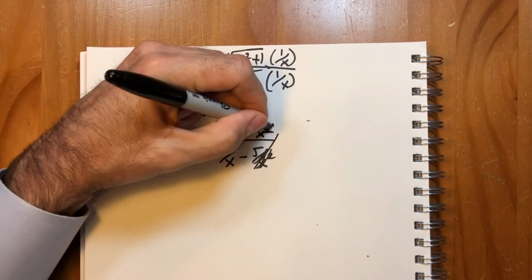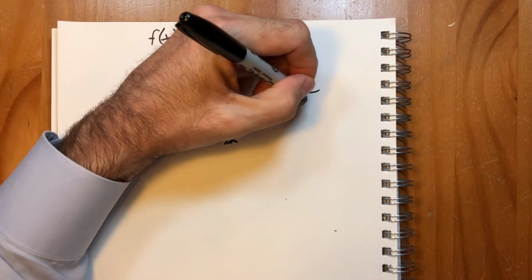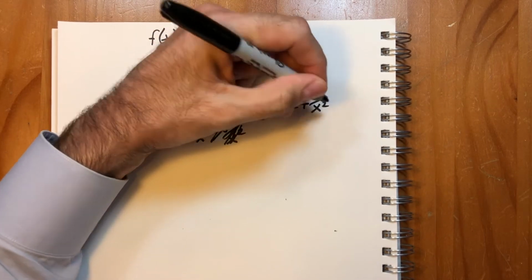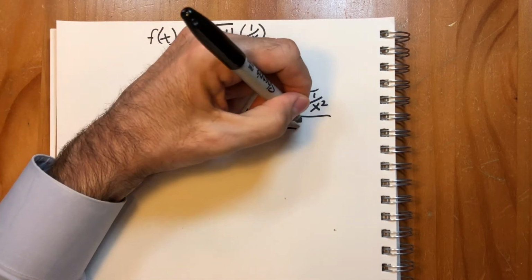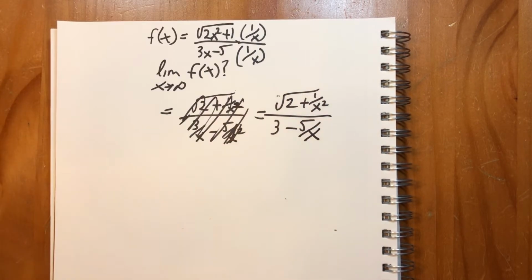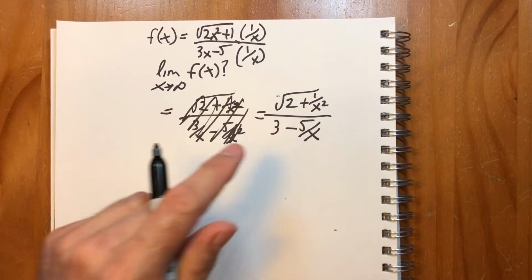Oh, let's do this again. I forgot what we were dividing by. The top is 2 plus 1 over x squared, but in the denominator we're only dividing by x, so we end up with 3 minus 5 over x. Now we can apply the quotient law, as long as the denominator does not approach 0.